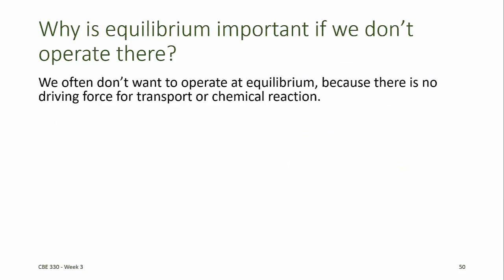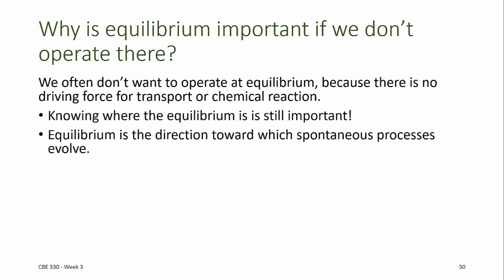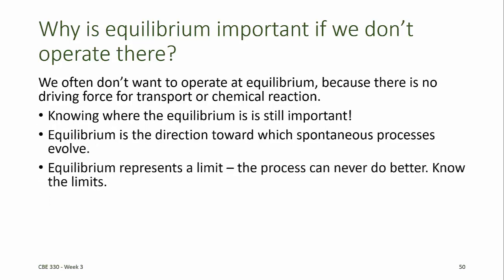So why is the equilibrium condition important if we don't often operate there? Well, even when we don't want to operate at equilibrium, it's important to know what the equilibrium condition is, because there is no driving force for transport or chemical reaction at equilibrium. Equilibrium tells us the direction toward which spontaneous processes will evolve. The equilibrium condition also often represents a limit. Rates of transport and rates of production can never take a system past the equilibrium.